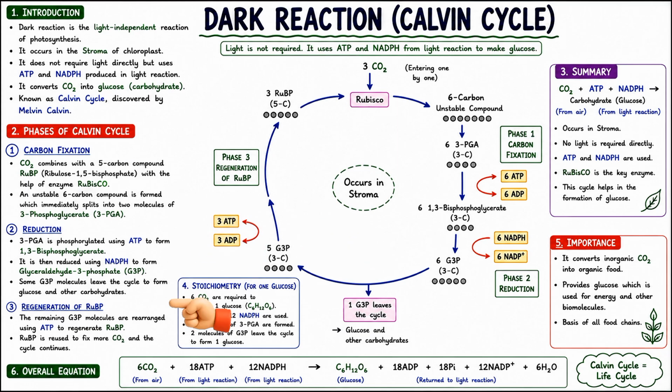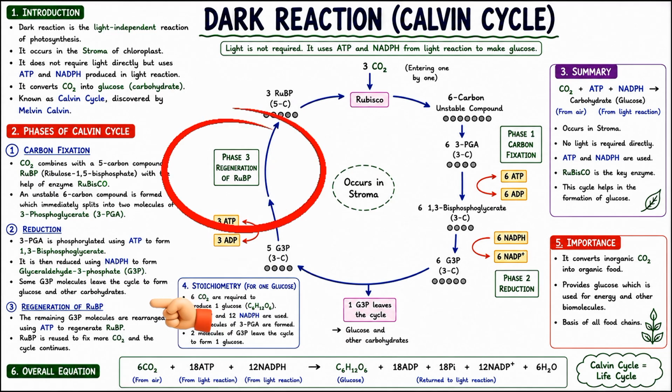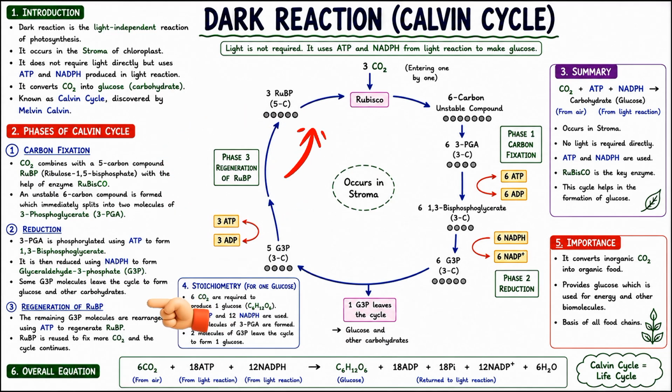Phase 3, regeneration of RuBP. The third and final phase is called regeneration of RuBP. The remaining 5 G3P molecules are rearranged using additional ATP. This process regenerates 3 molecules of RuBP, the original 5 carbon compound. Once RuBP is regenerated, it is ready to combine with new carbon dioxide molecules and the Calvin cycle starts again.